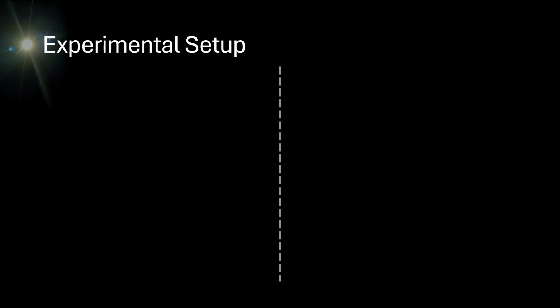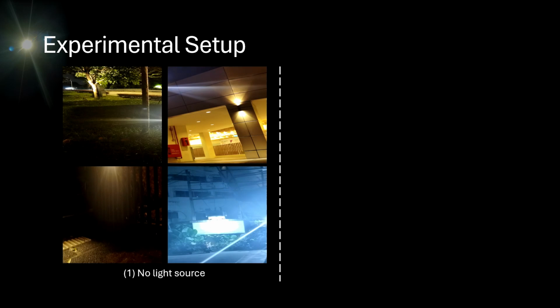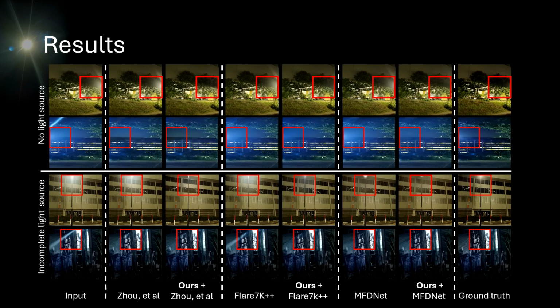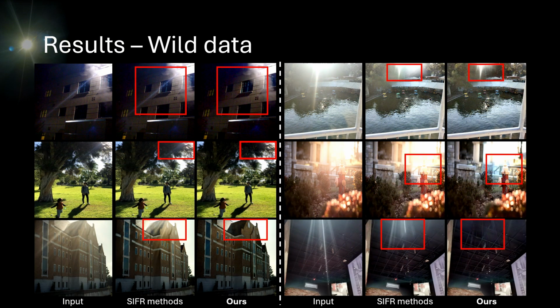We test our approach on the Flare 7K test set in 2 scenarios. First, when there is no light source in the frame, and second, when the light source is incomplete or cut off at the image boundary. These 2 cases help us evaluate how effectively our method recovers missing light information. We compare several state-of-the-art single-image flare removal methods, both on their own and combined with our approach, under 2 challenging scenarios. We also present additional outpainting results on self-collected in-the-wild scenes.